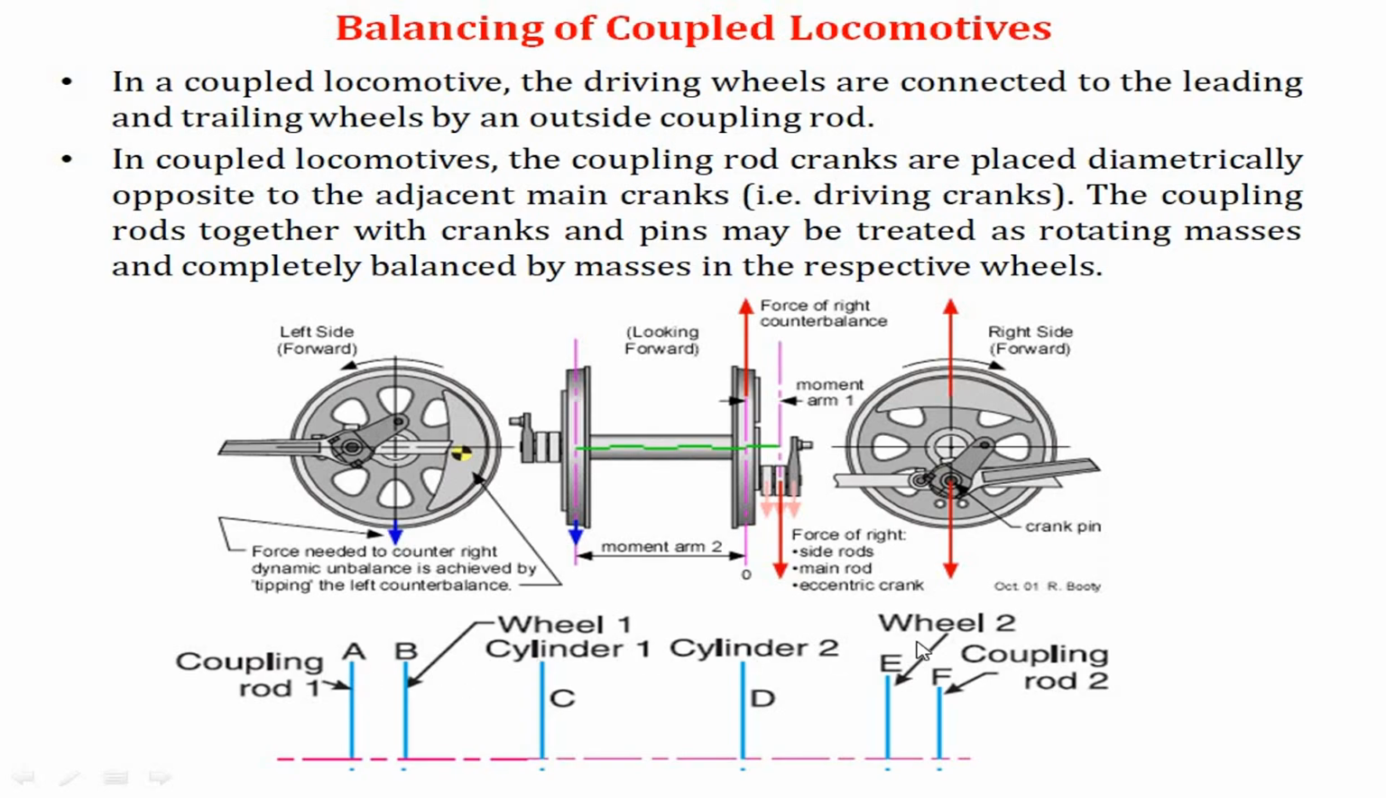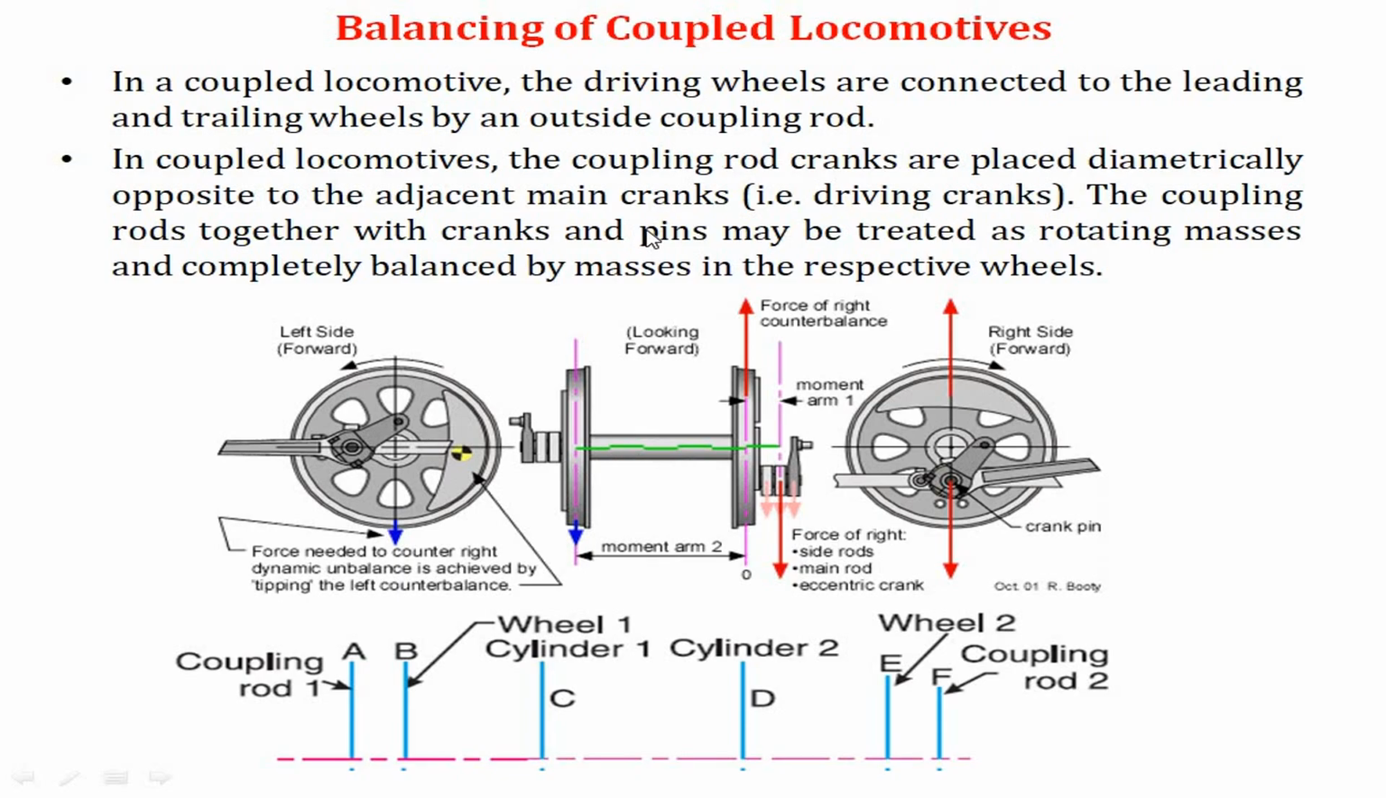So if we focus on this diagram, we are going to find six different planes, in which 2 planes are for cylinder 1 and cylinder 2, 2 are for wheel 1 and wheel 2, and another 2 planes are there, which are coupling rod 1 and coupling rod 2. These 2 planes were not there in the uncoupled locomotive.